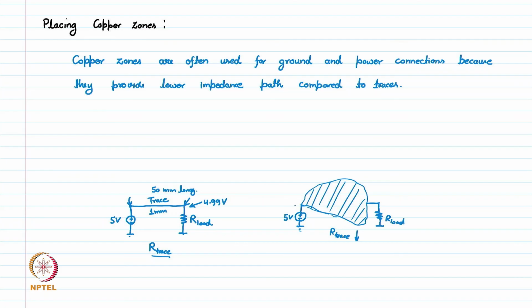So when we apply 5 volt here, typically 5 volt will appear across the load. So in this way we are transferring the complete signal or power from one place to another without any resistive drop or very little resistive drop. So generally this is the concern with ground and power supply. So wherever we have some space, we want to fill it using copper zones.